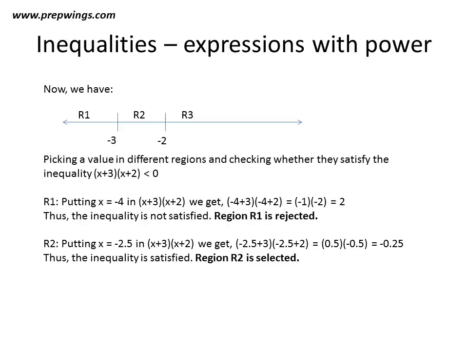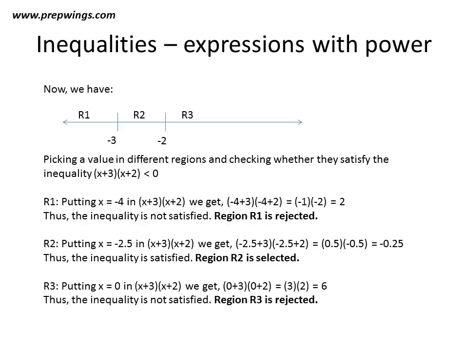Now we put x equal to -2.5 from region R2. In the expression (x + 3)(x + 2), we get (-2.5 + 3)(-2.5 + 2). -2.5 + 3 is 0.5, and -2.5 + 2 is -0.5. So this becomes 0.5 into -0.5, that is -0.25. Now if you look at the inequality, (x + 3)(x + 2) should be less than 0. That means it should be negative, and our answer over here is coming out to be negative. Thus this inequality is satisfied in this region. Thus region R2 is selected.